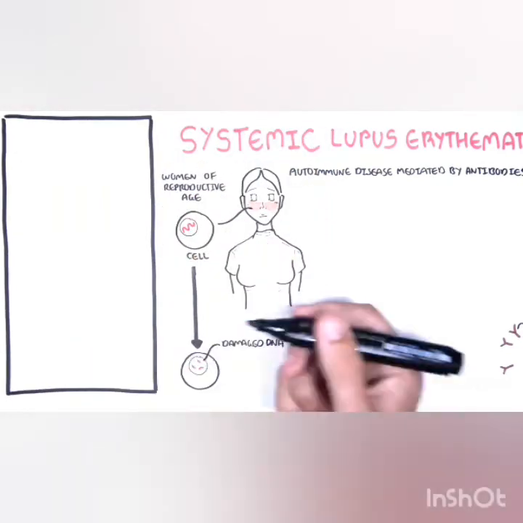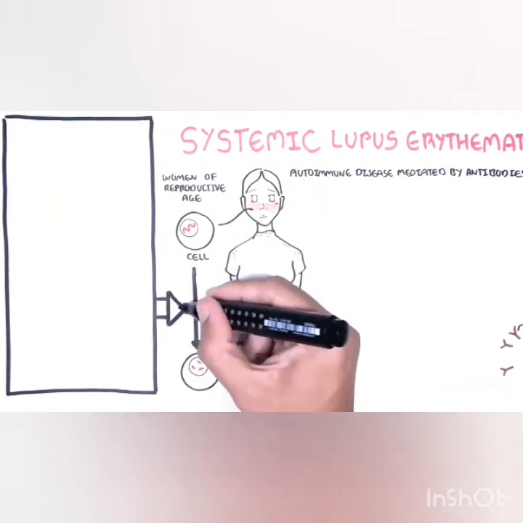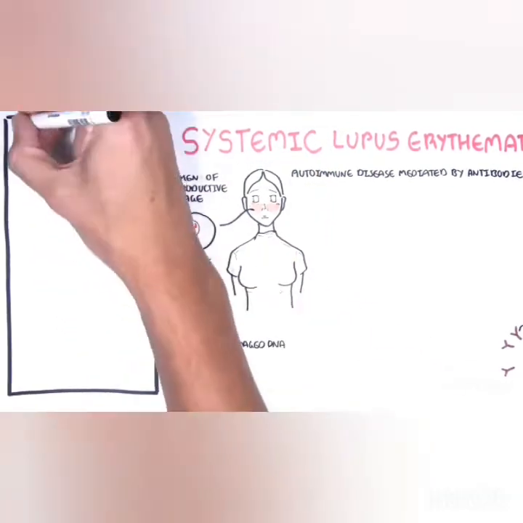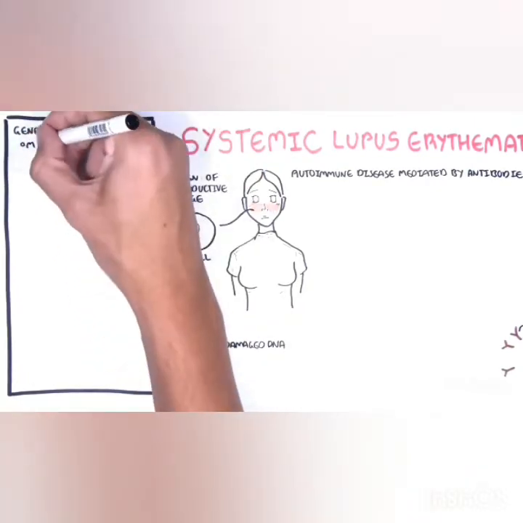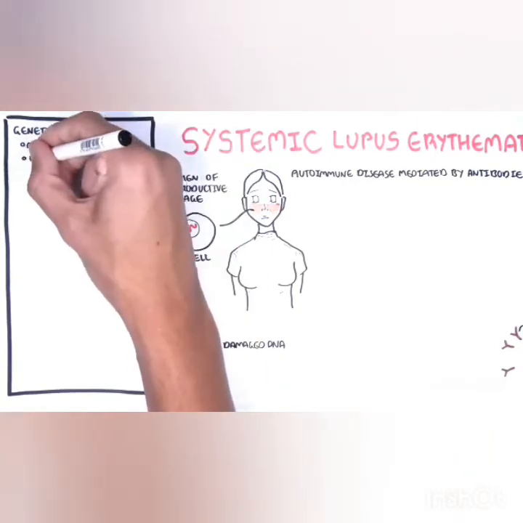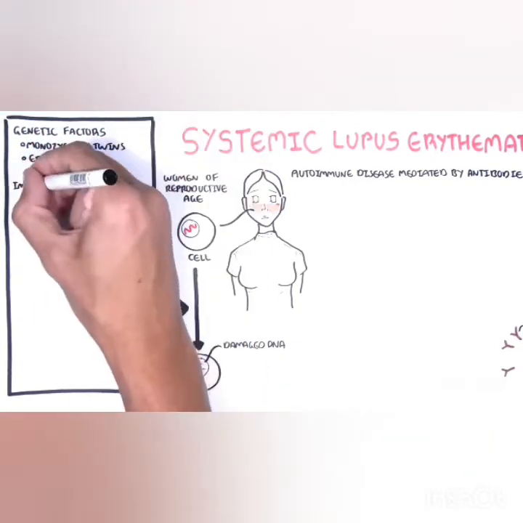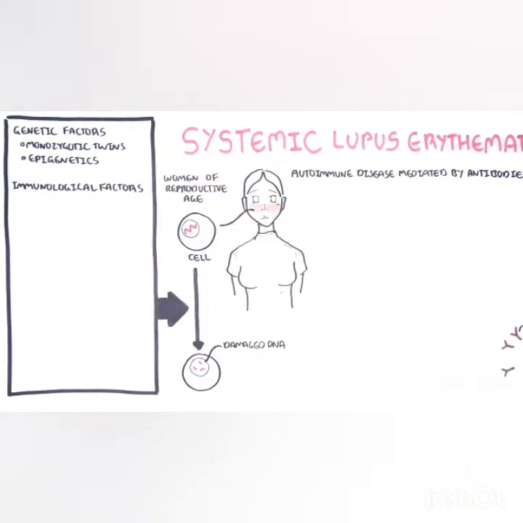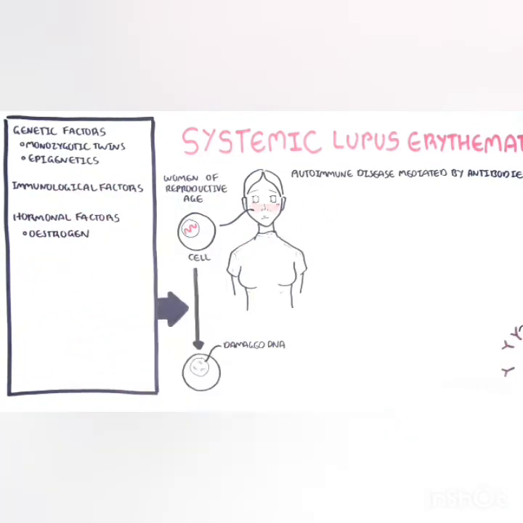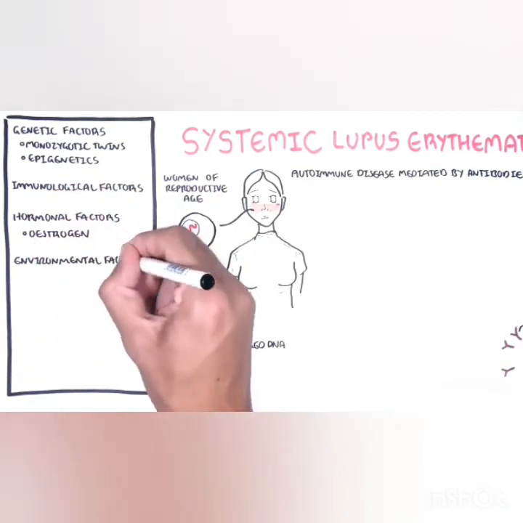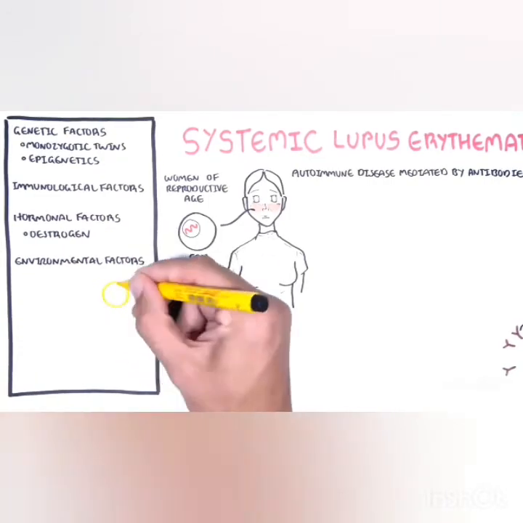The pathophysiology of SLE is thought to involve an interplay between genetics. For example, SLE is seen in monozygotic twins, and there are also influences of epigenetics, immunology factors, hormonal factors such as estrogen, and mainly environmental factors. Environmental factors are thought to be the initial trigger for SLE.